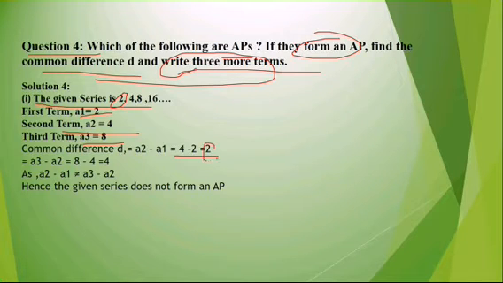Now if we want to verify the common difference, we need to find third term minus second term, that is 8 minus 4, that is 4. You can observe that 4 and 2, we have got different values, so they don't have a common difference, so the series does not form an AP. So let's move to the next question.